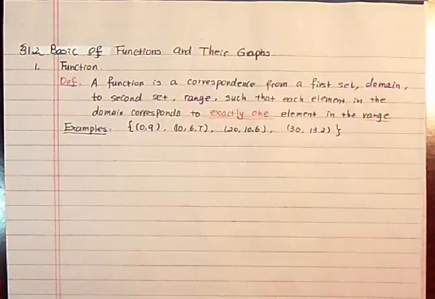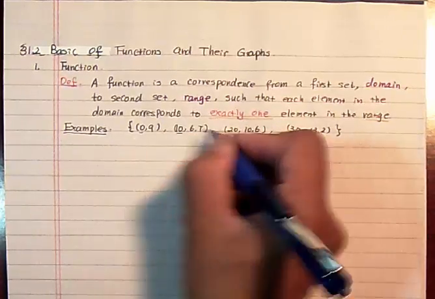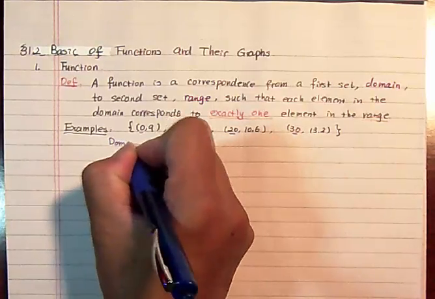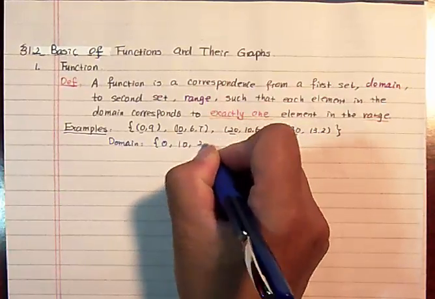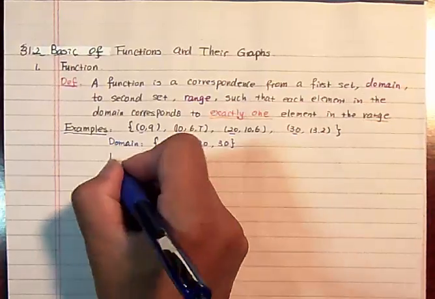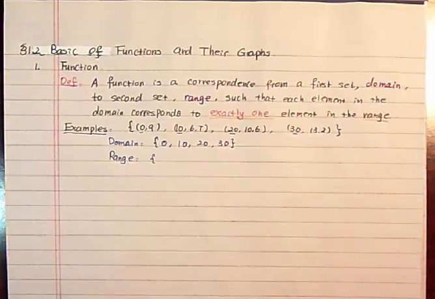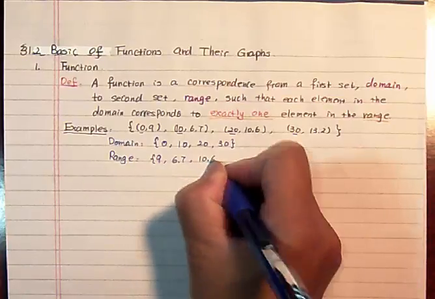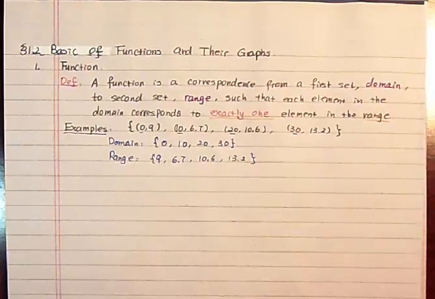Let's take a look at this function. What is the domain of this function? The domain is the input, which is the first element in each ordered pair. So the domain is the set containing all the elements of the input. And the range for this function is all the outputs, the second element in the ordered pairs: 9, 6.7, 10.6, and 13.2. That's the range for this function.